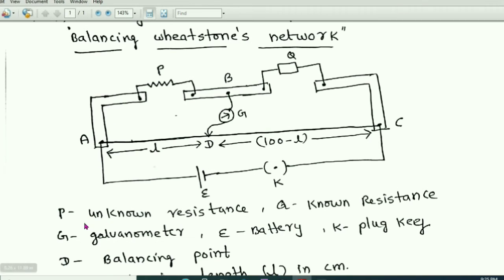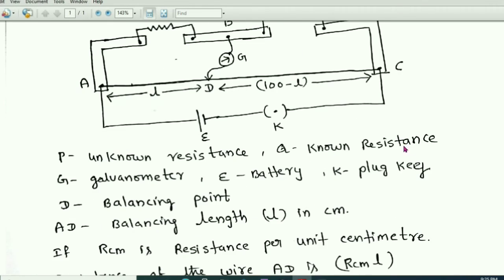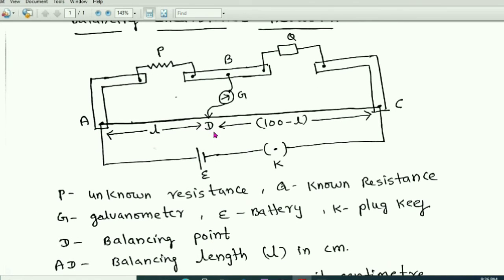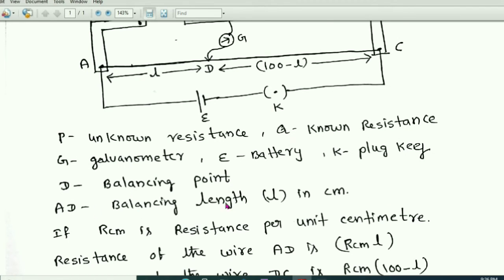Here, let us say P is the unknown resistance, Q is the known resistance, G is the galvanometer, E the battery, and K the plug key. So D is the balance point. Here D is the balancing point. Now AD is the balancing length in centimeter.